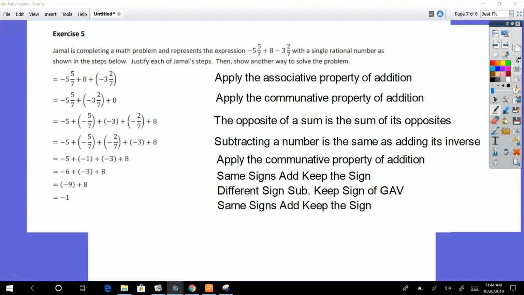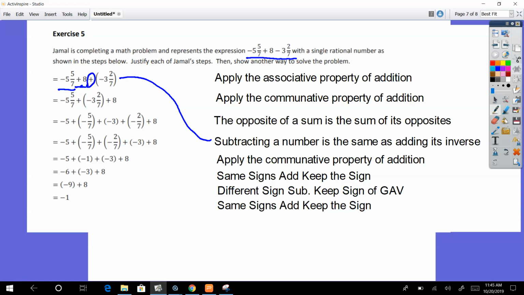Okay, so to find our steps, we need to look at what we had and then what we have now. So right here, we have -5 and 5/7 plus 8 minus 3 and 2/7. So this is still the same. This is still the same. The 8's still the same. What changes is right here. We changed it to addition. And then we did the opposite. So here's our step. Subtracting a number is the same as adding its inverse.